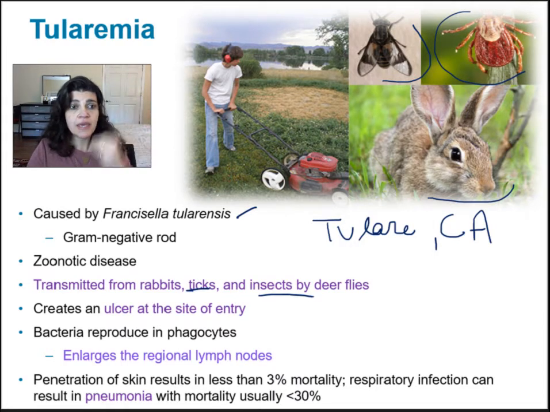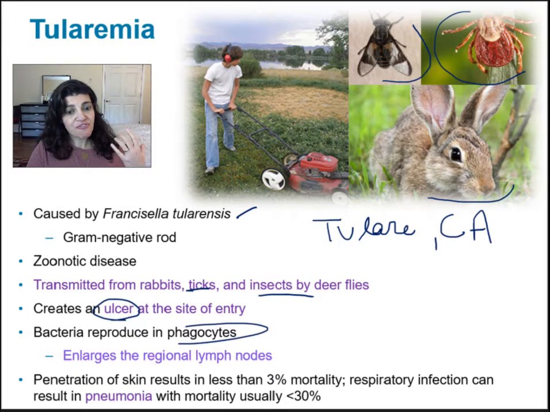Okay, so we get the tick that bit the animal, and the disease was in the animal. The bacteria, Francisella, can also be in the soil, and when you're cutting grass, you can get in contact with that dust, and that dust has the bacterium. When it's caused by the bite of a deer fly or a tick, you usually have an ulcer at the site of entry. That is the one that causes a really bad ulcer, and the bacteria can enter and infect phagocytes, and that's what causes enlargement of regional lymph nodes.